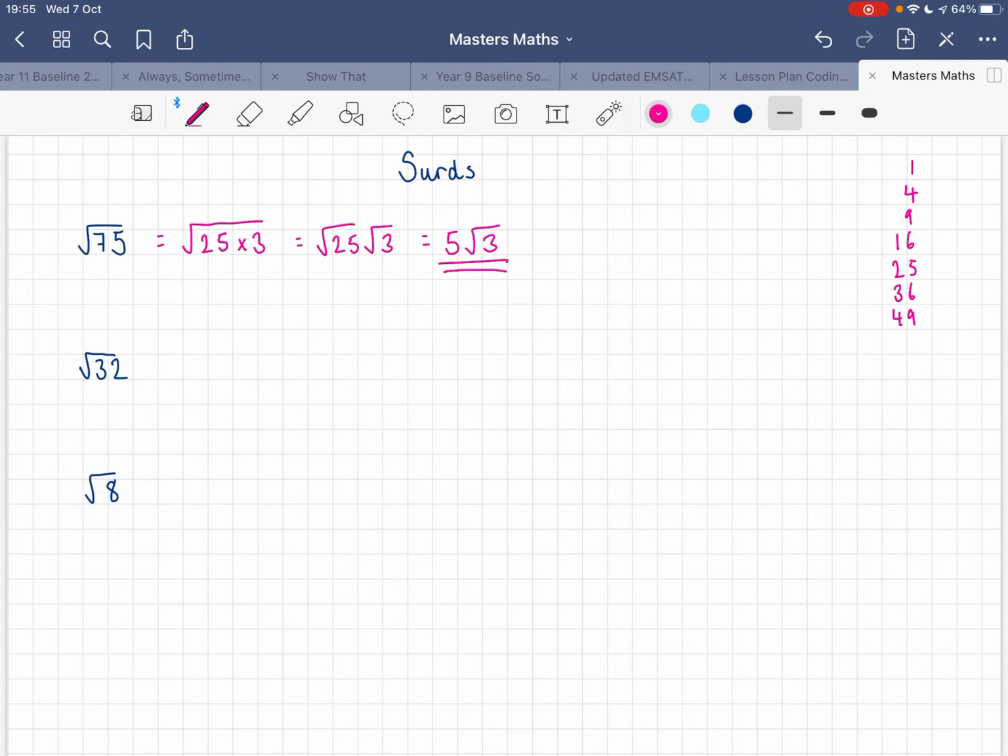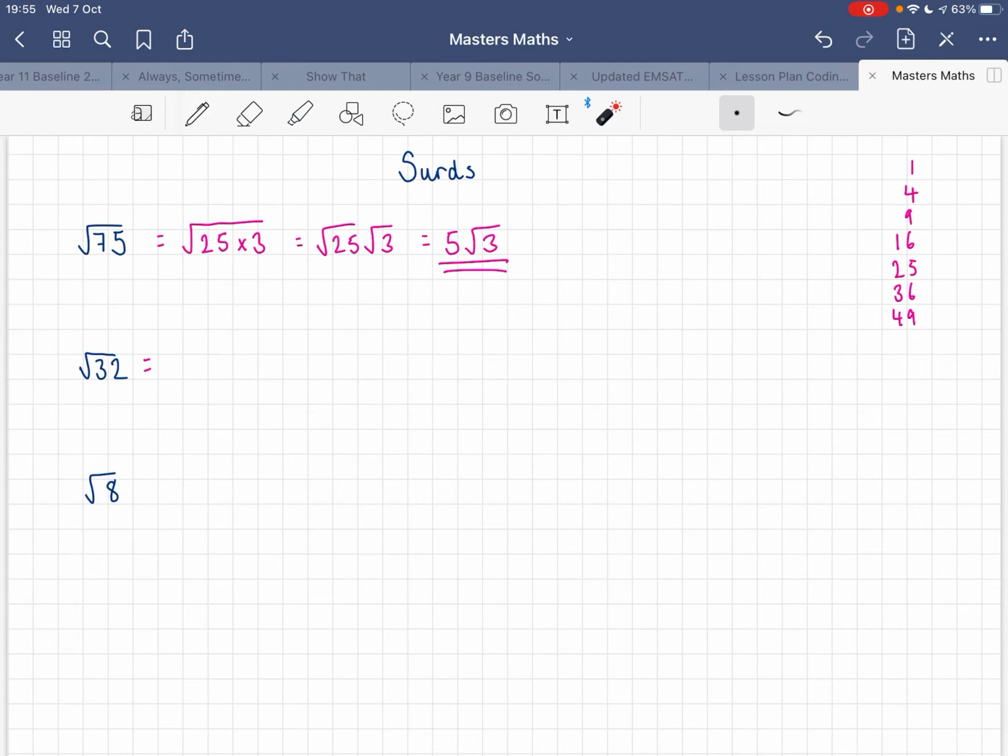Just like when you are simplifying anything, if you're factorising a bracket or something like that, you always use the biggest factor that you possibly can. So 32 is actually a good example of this. So the square root of 32, we need to find a factor, a square number factor of 32. Now 32 will divide by 4. Yeah, 4 times 8 makes 32.